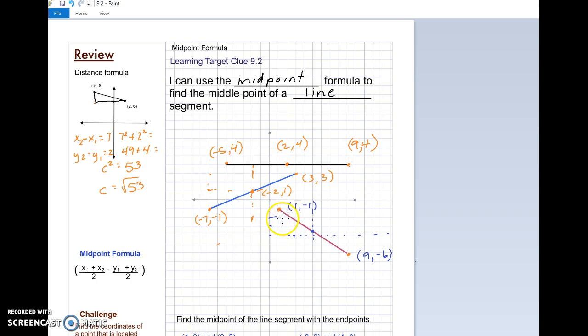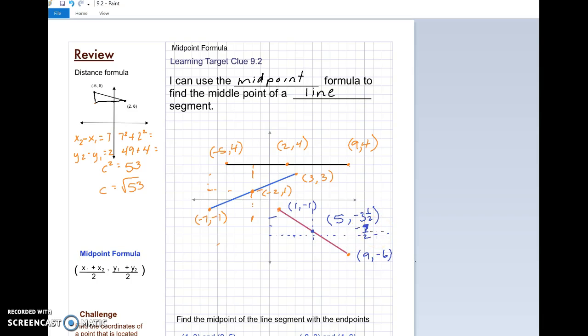What I did was I just counted halfway between my y's and halfway between my x's, and I got this point right here, which if I look at it is -3 and 1/2. Or I could say -7 halves.